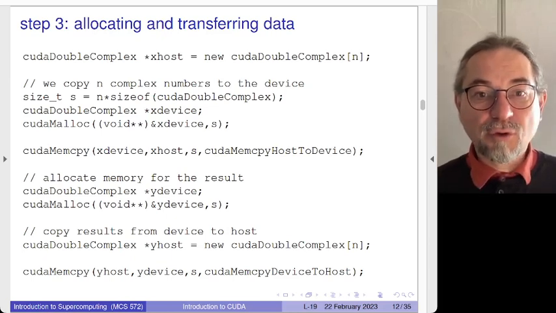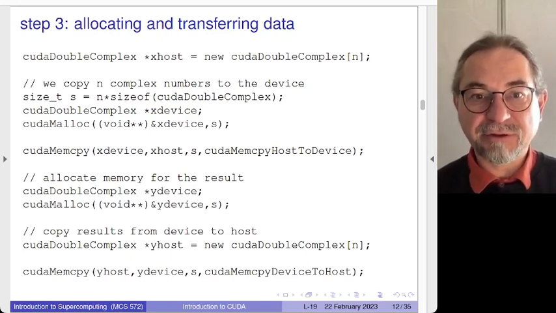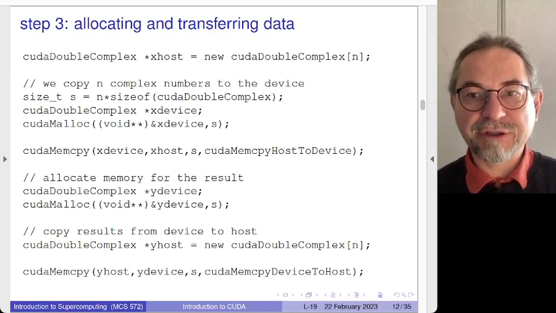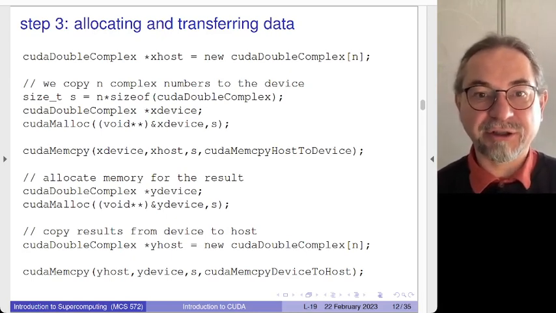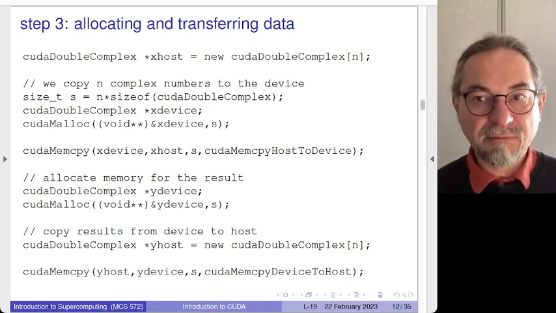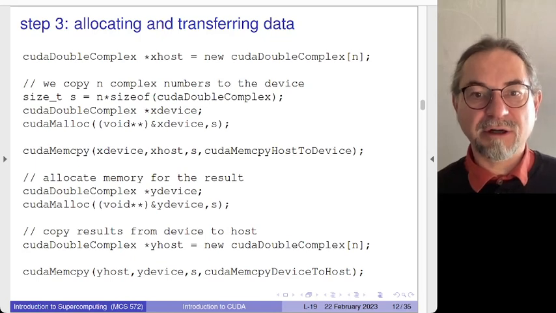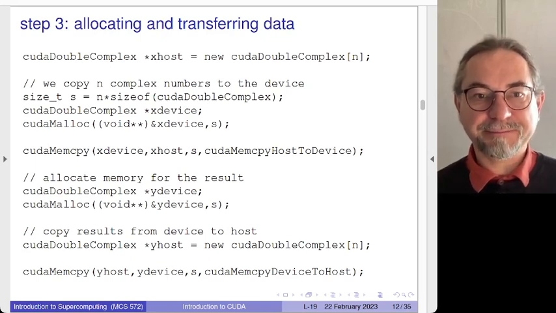The syntax of the cudaMalloc is a little bit strange, but it's not so strange if you are used to C working with this void. We are essentially allocating blocks of bytes, contiguous blocks of bytes.